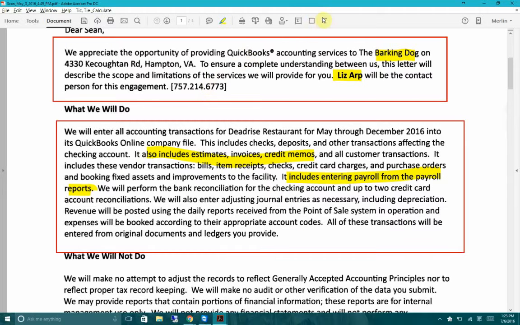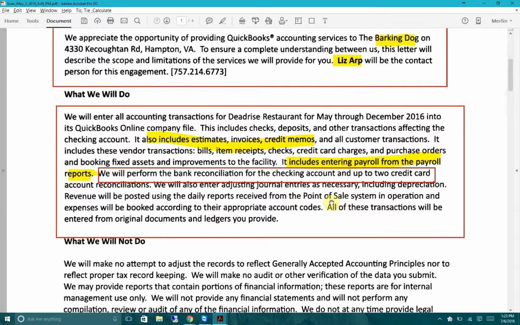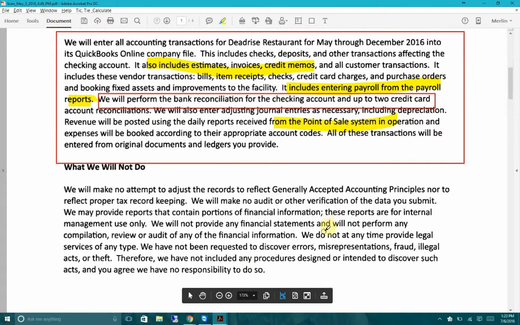And probably the most important tenet of our service that we perform is the reconciliations of the banking and credit card statements, or the merchant services statements, or point of sale. So we will, and we mentioned that here about the point of sale system. They're going to be entered from their original documents and ledgers you provide. That just means that, hey, we're just processing what you give us.